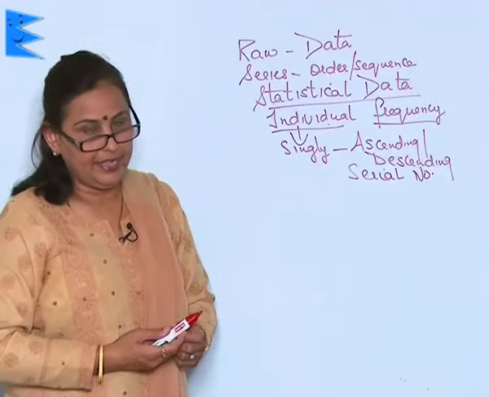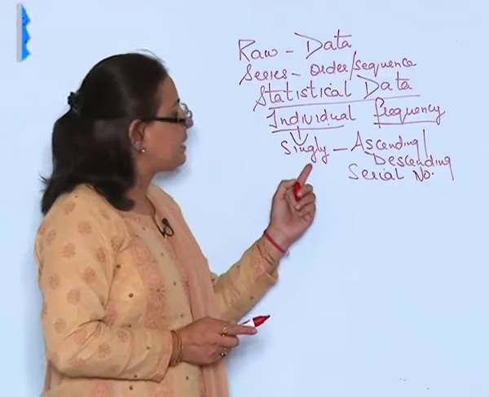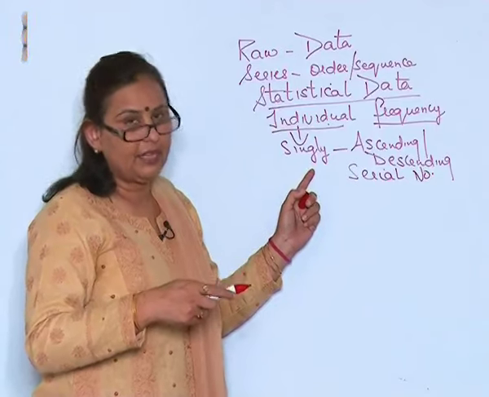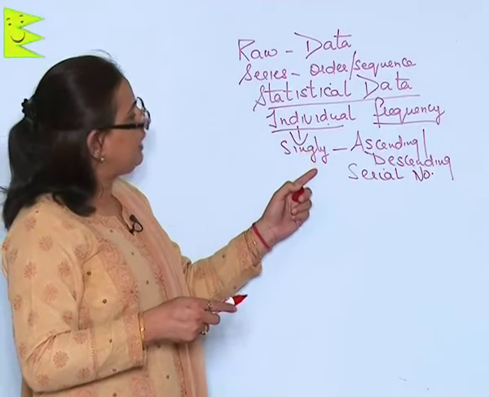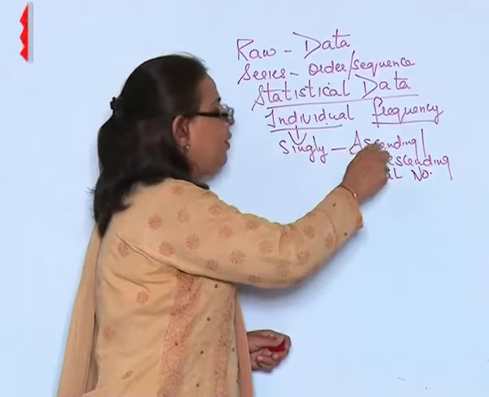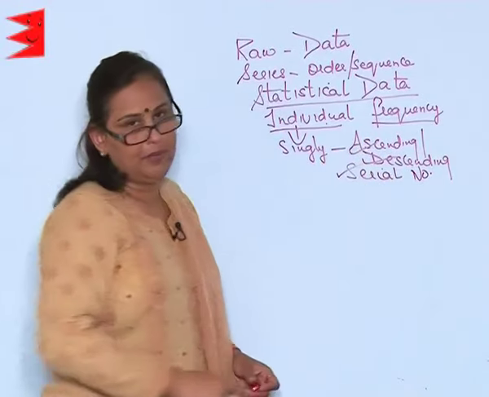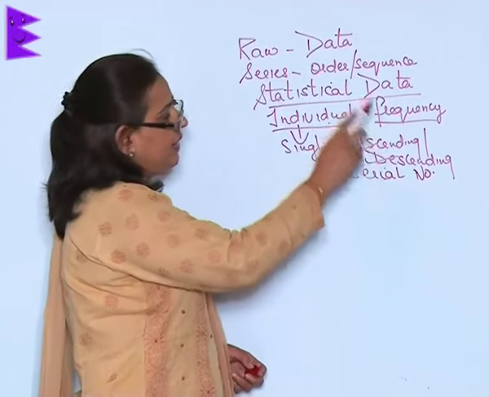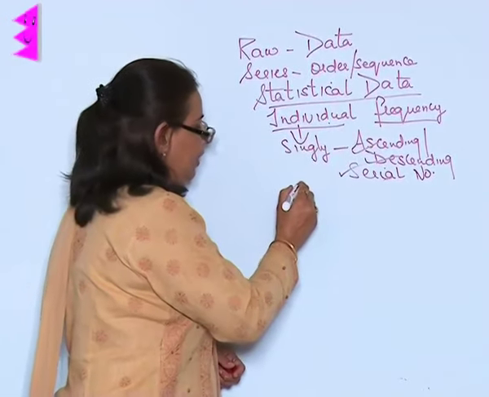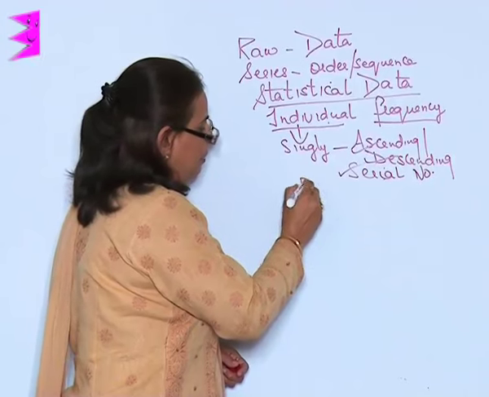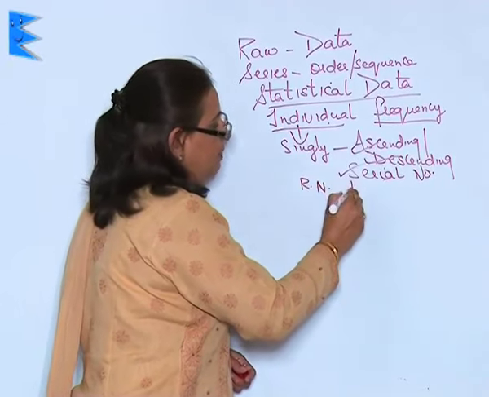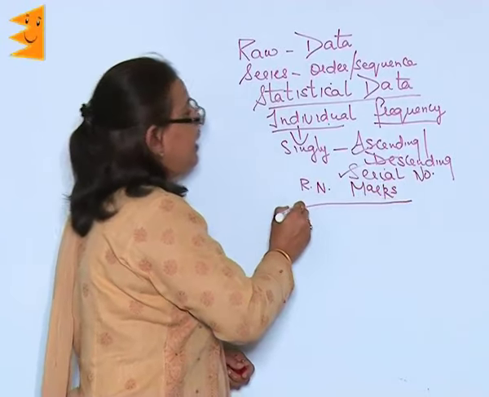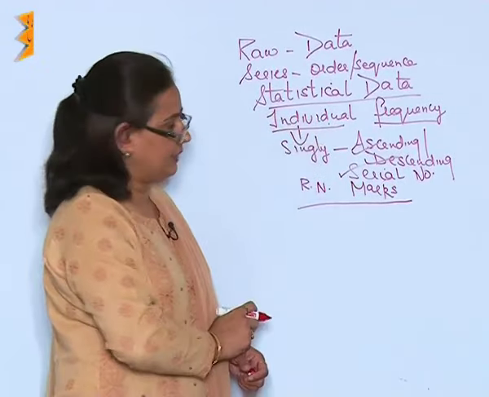Individual, as the word indicates, means single. The information that we will be deriving will be single. And this individual series can be put in ascending order, descending order or serial number. And I shall teach you all of them. Say for example, serial number, how will we put it? Then we will say roll number and marks, right? This is how I am teaching you the serial number individual series.